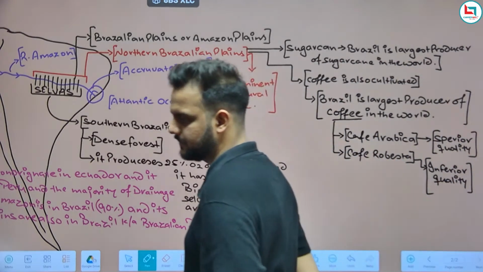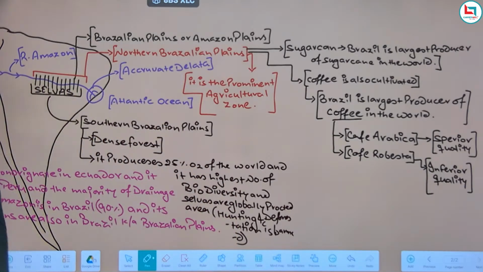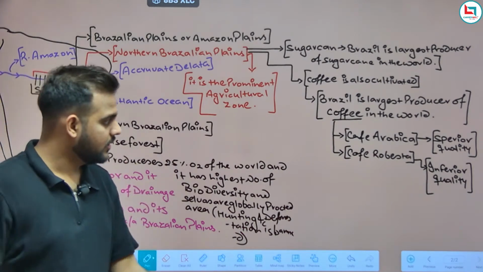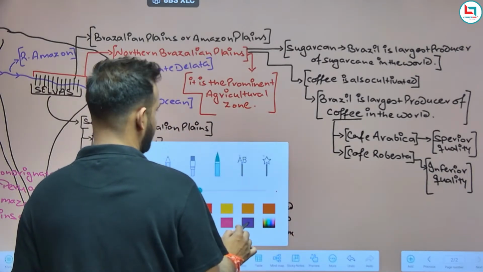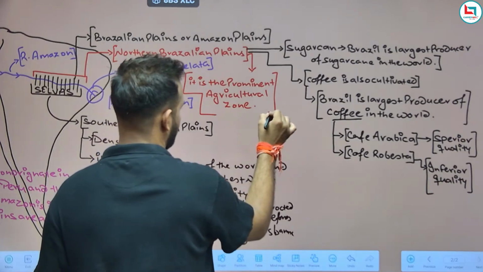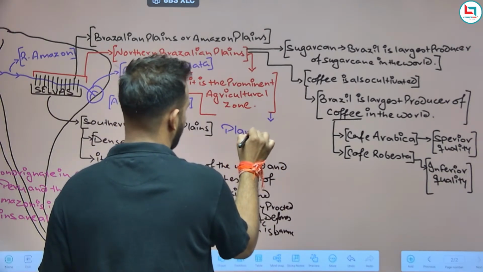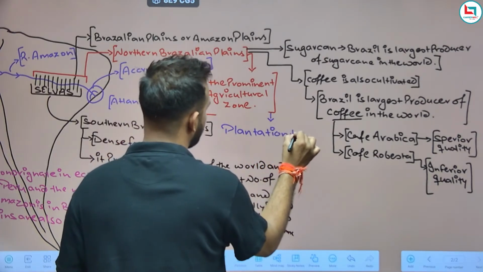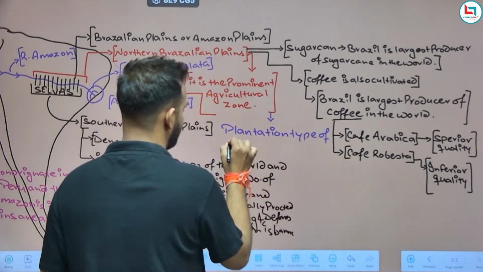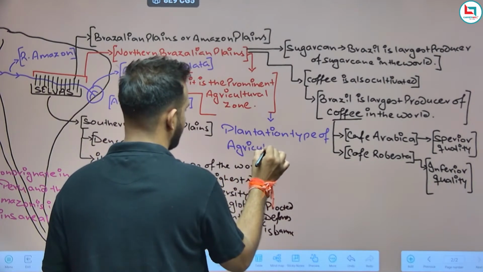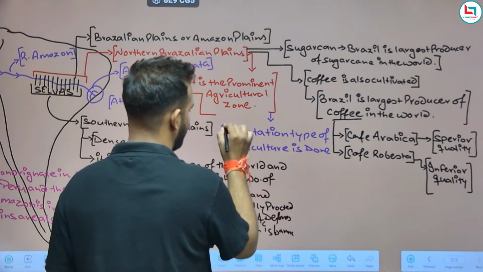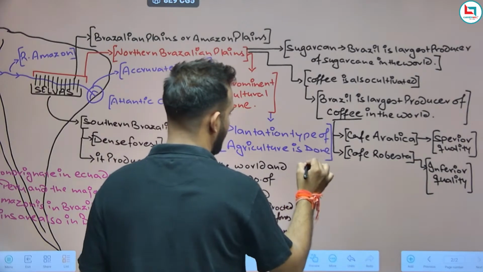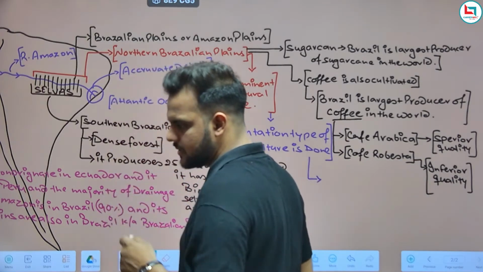Now, after this, when we talk about the type of agriculture in this region, plantation agriculture is practiced. Okay, plantation agriculture is practiced in this particular region. When we talk about the type of agriculture, plantation type of agriculture is practiced.